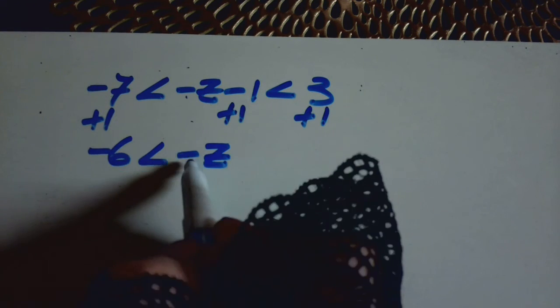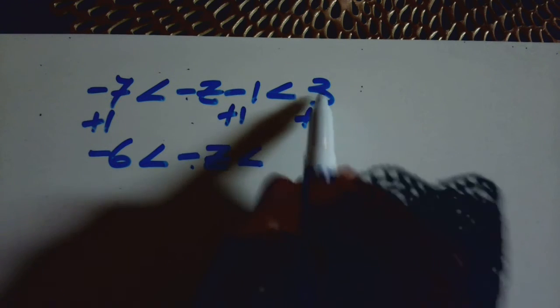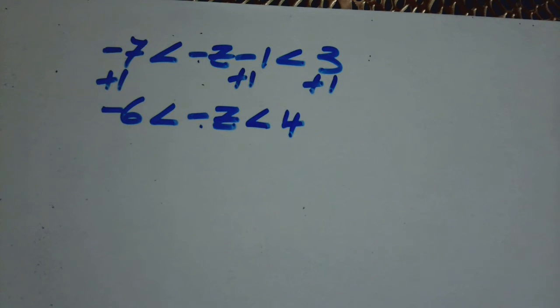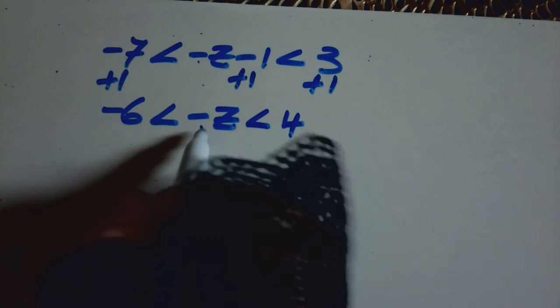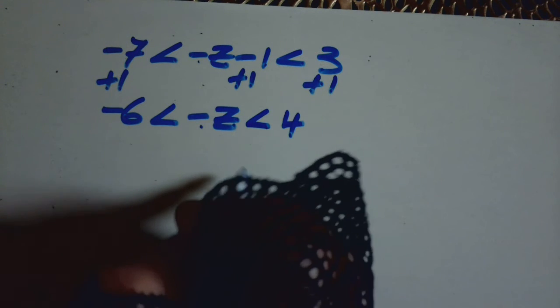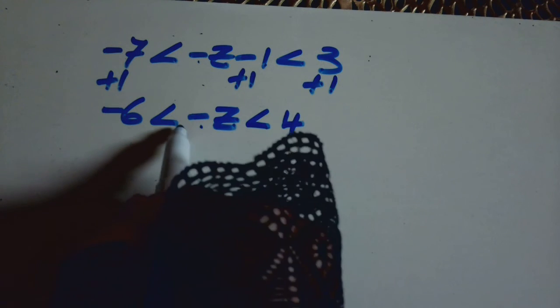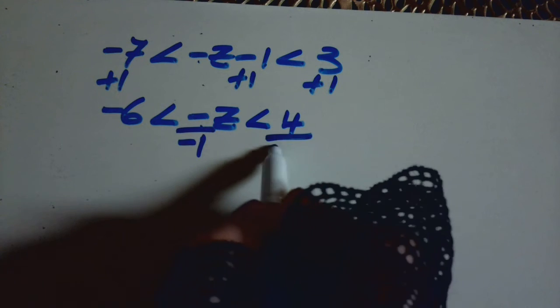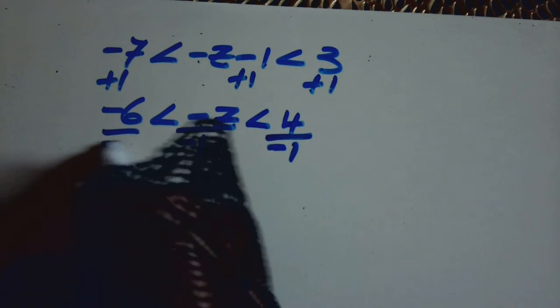Make sure you always bring down the sign. Is less than 3 plus 1 is 4. Okay, so you can clearly see that that z, the variable, is sandwiched between numbers. So again, this is an and. But here now, remember the same rules apply, they never change. You have to divide the -1 away. So I have to divide it by both.